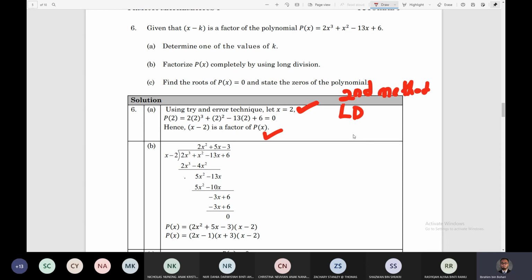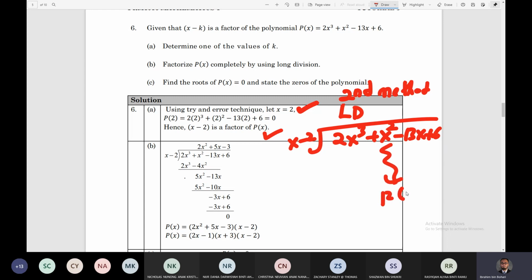Ini pun boleh pakai. So the polynomial 2x cubed plus x squared minus 13x plus 6 is divided by x minus 2, and R(x) here equals 0. You boleh pilih mana-mana method. Question A, find the value of k, and question B, factorize P(x) completely using long division. Ini you punya method.